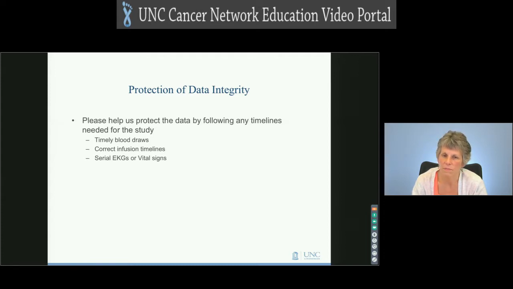If the drug has to go over 90 minutes and it took 110 minutes, we need to report that. So please let us know those kinds of things, so that, again for data integrity, we can explain any discrepancies in the results that they're finding. So we just need to know about it. It's just about open communication.